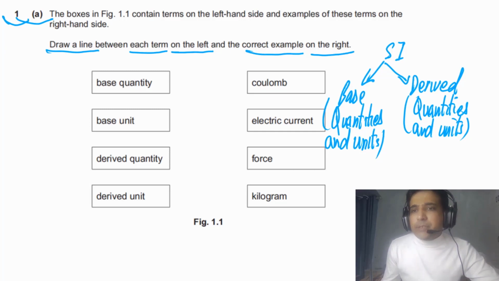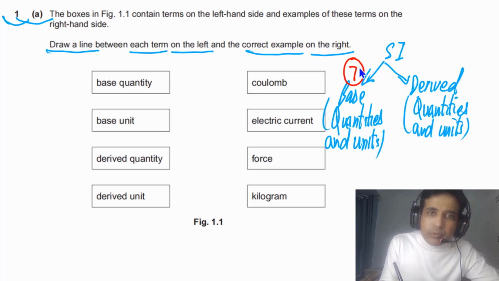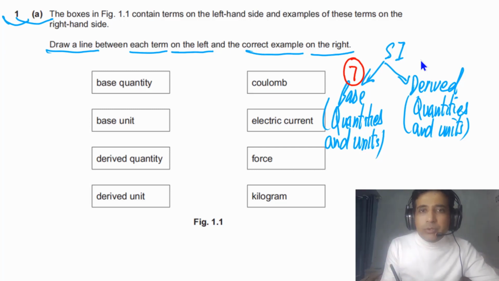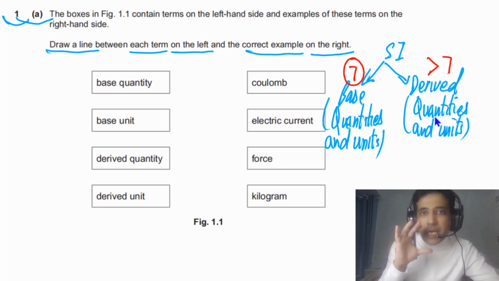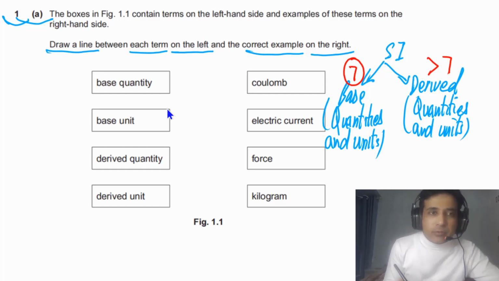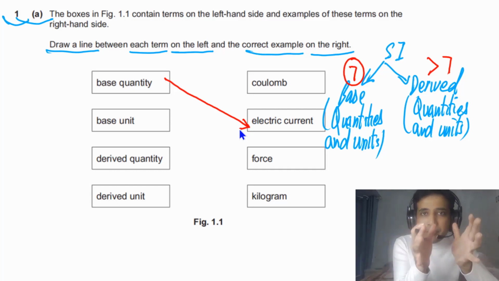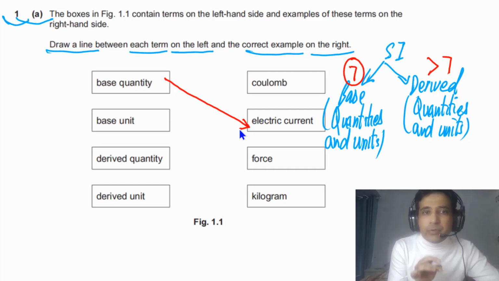But we need to be very clear about this one. We have only 7 base quantities and base units, but we have much more than 7 derived quantities and units. So it's very important. We have greater than 7 derived quantities and units, meaning much more than 7. If this point is clear to you, now we can simply answer this question. First is asking you about base quantity. The base quantity is electric current, because in the 7 base quantities, electric current is one of them.